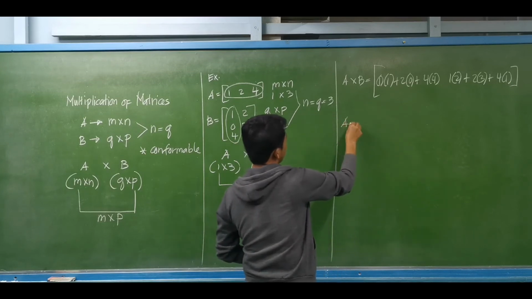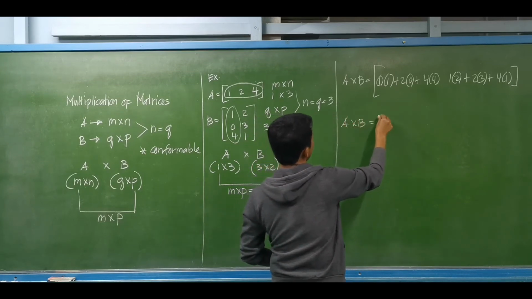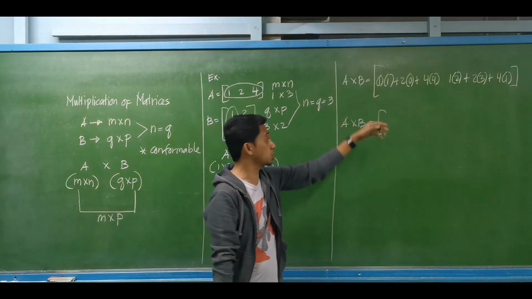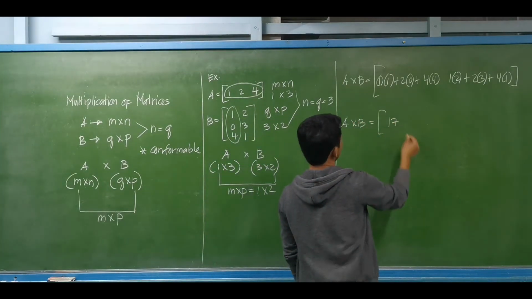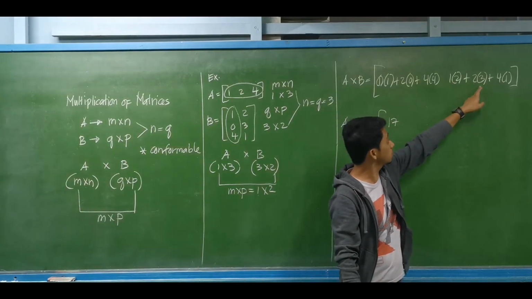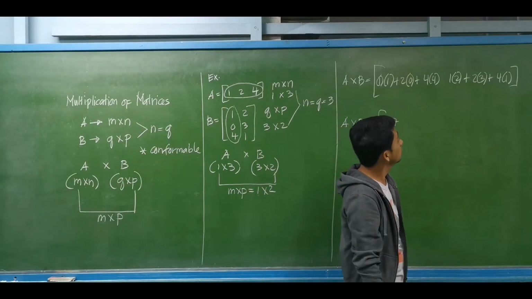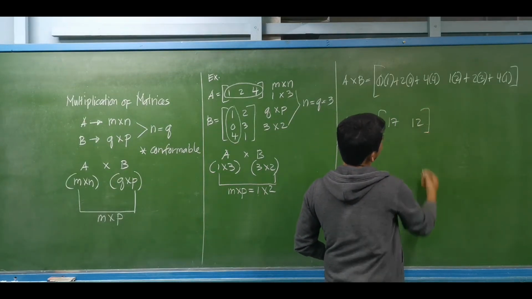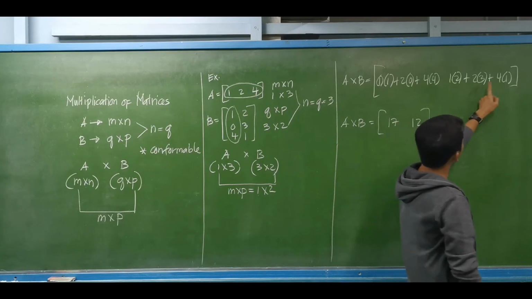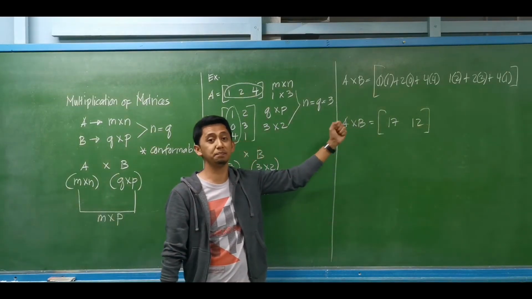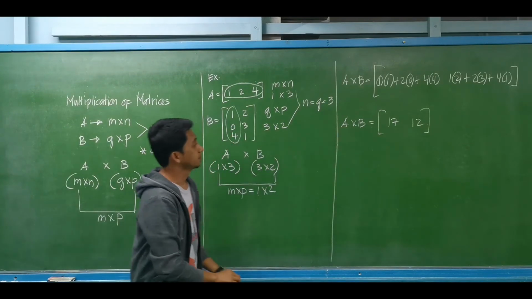This is now the product of matrix A and matrix B equal to 1 times 1 plus 0 plus 16, this is 17. Then we have 1 times 2 is 2 plus 6 is 8, 8 plus 4 is 12. So this is the product of matrix A and matrix B.